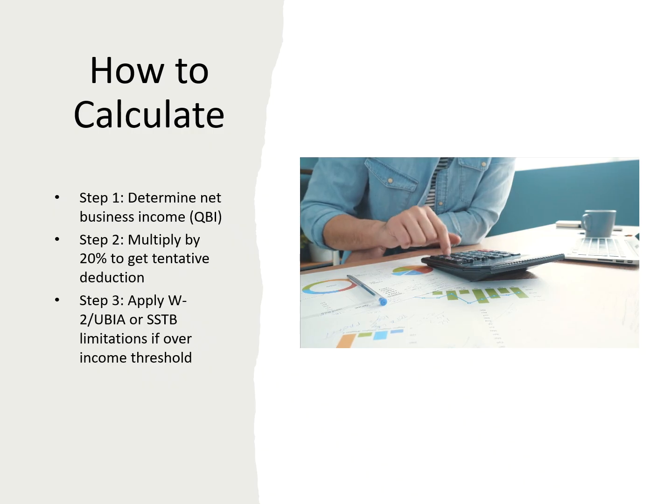Then step 2, apply the 20% deduction. For most taxpayers below the income threshold, the QBI deduction is simple. 20% times that QBI income that we just calculated. So from that example, the QBI was $100,000. So $100,000 times 20% equals $20,000. That's your tentative QBI deduction.